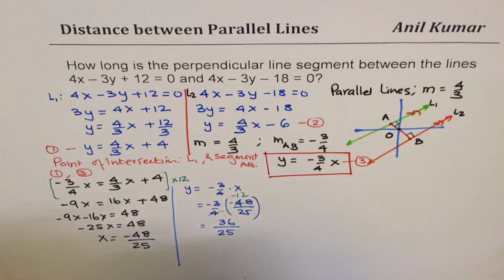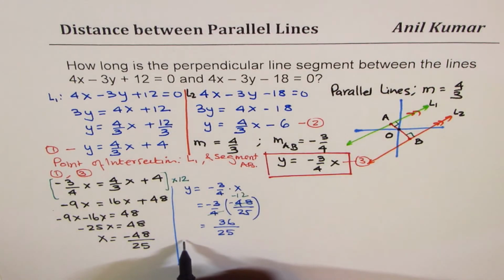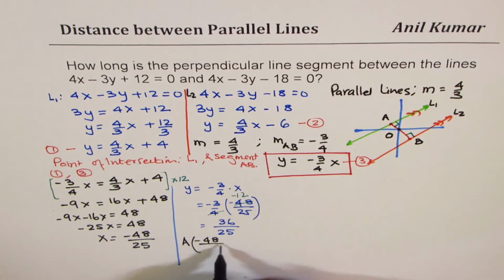So that gives us point A, right? The point where the line and the segment meet. So point A is minus 48 by 25 as the x coordinate, and 36 over 25 is the coordinate for y.